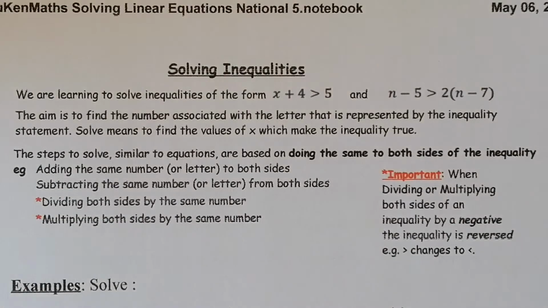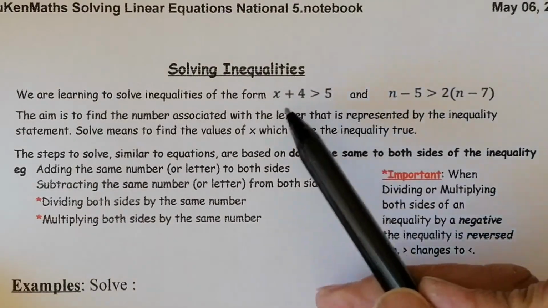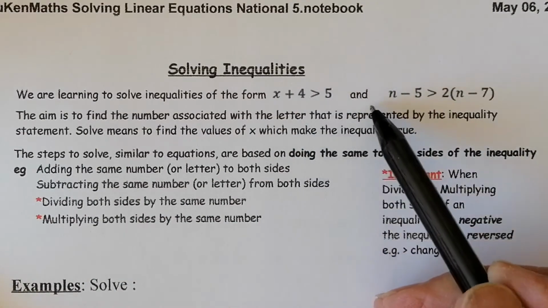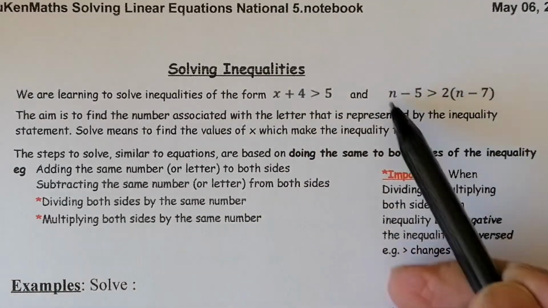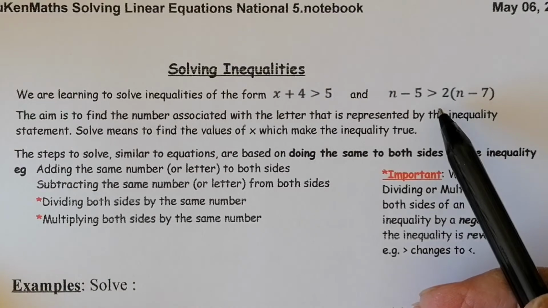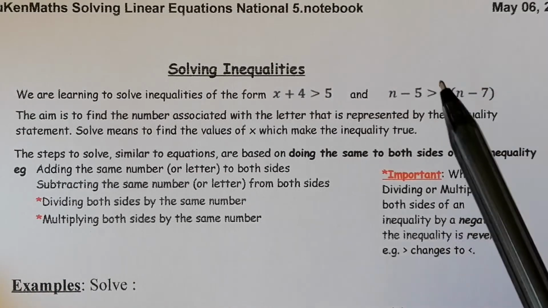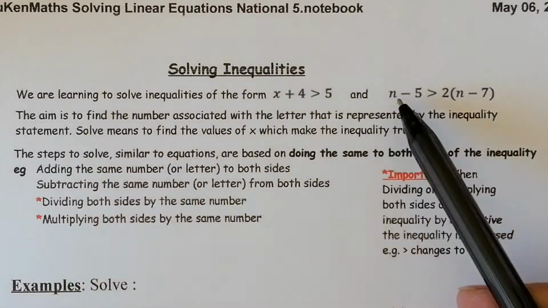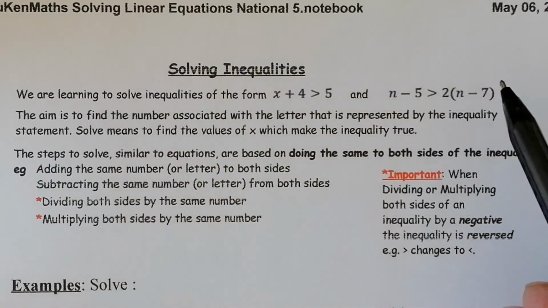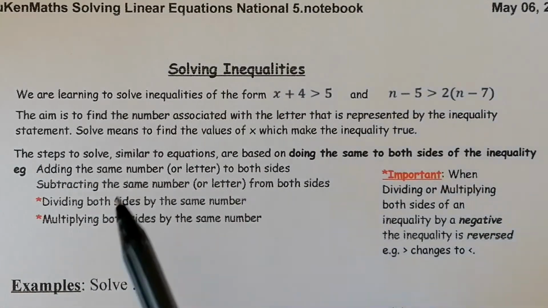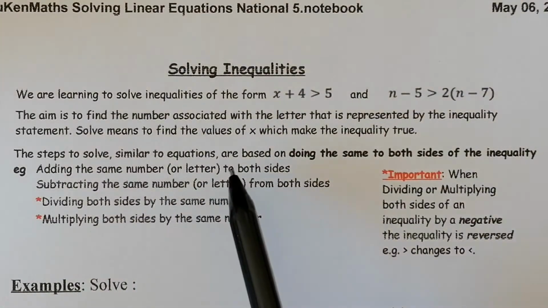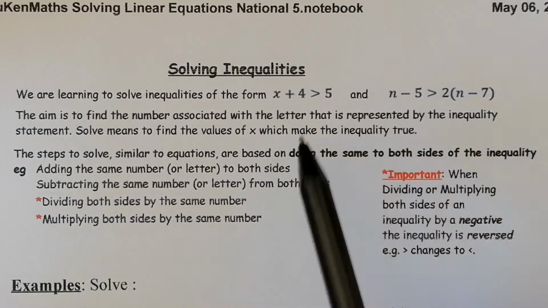Today we're learning to solve inequalities of the form x plus 4 is greater than 5, or something a bit more complicated that would look like this one that's sitting here. The aim is to find the number associated with the letter x or the letter n, whichever one we're using in that inequality statement. And solve means to find the values of x which make the inequality true, make it work.